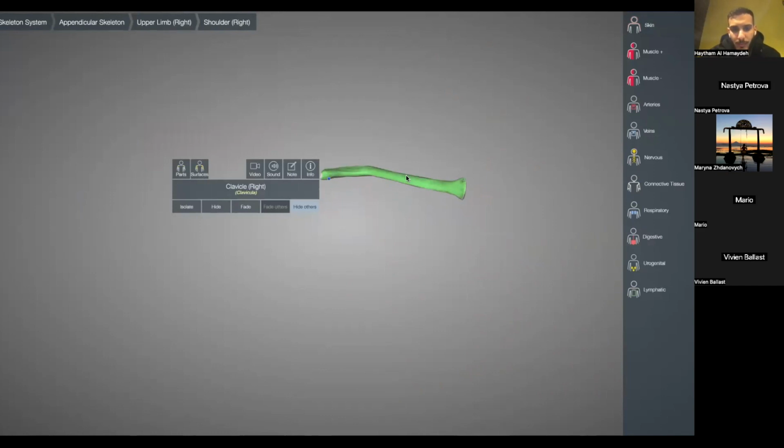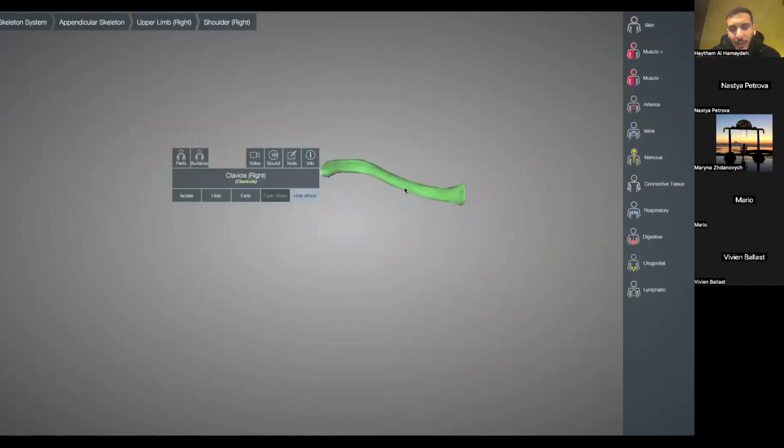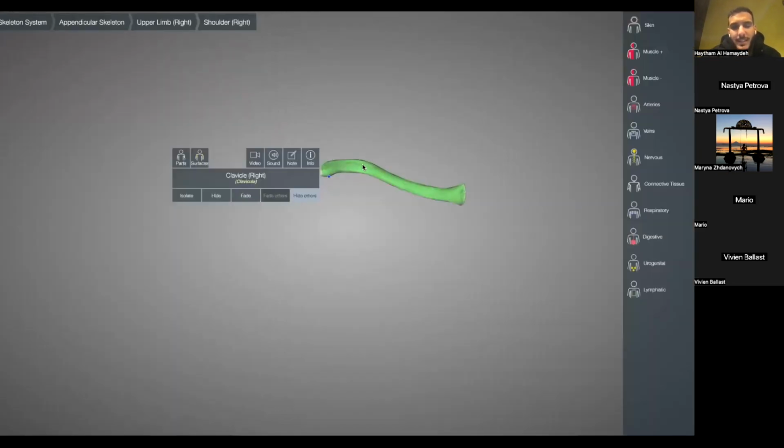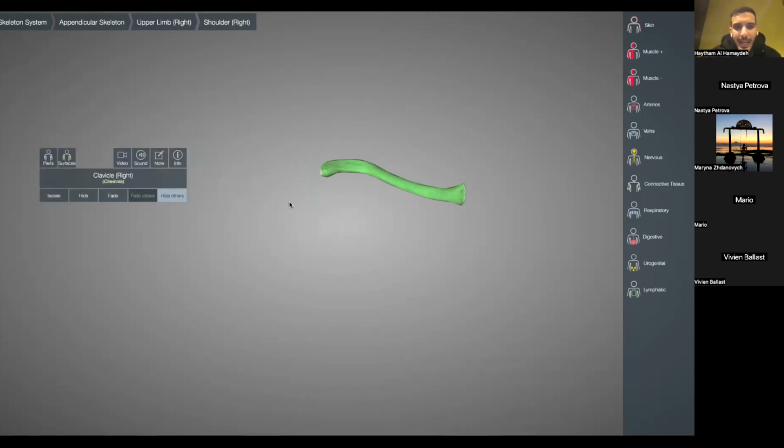with anterior convexity medially. This is medial because it's closer to the body. Anterior convexity medially and posterior convexity laterally. So here convex, anterior convexity medially, posterior convexity laterally. Okay, you can of course then talk about the pins that we know.